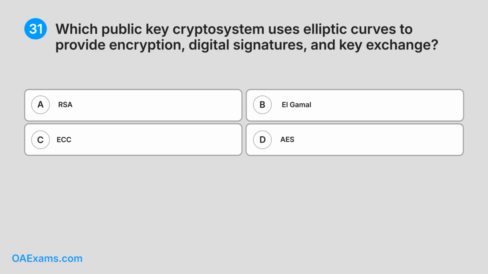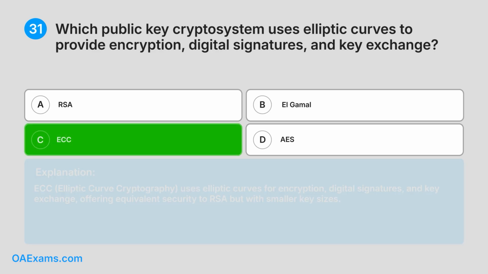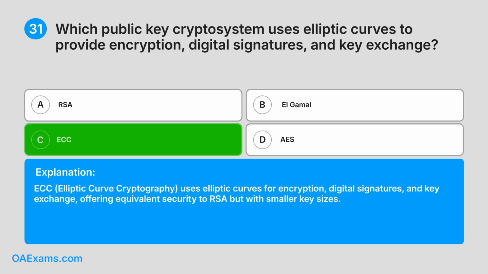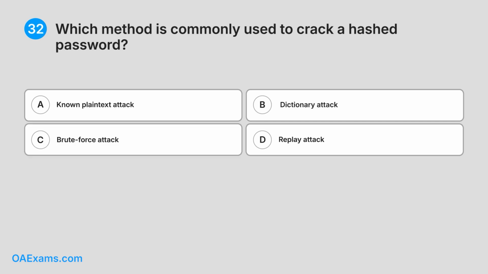Correct answer: C. ECC. Explanation: ECC, elliptic curve cryptography, uses elliptic curves for encryption, digital signatures, and key exchange, offering equivalent security to RSA but with smaller key sizes. 32. Which method is commonly used to crack a hashed password?